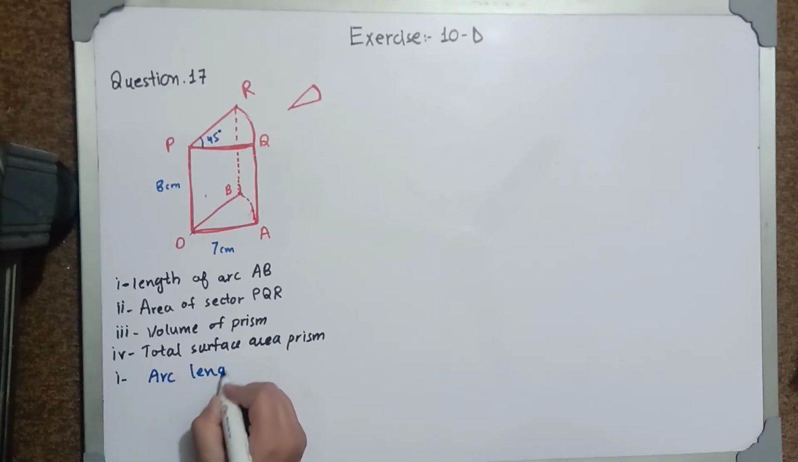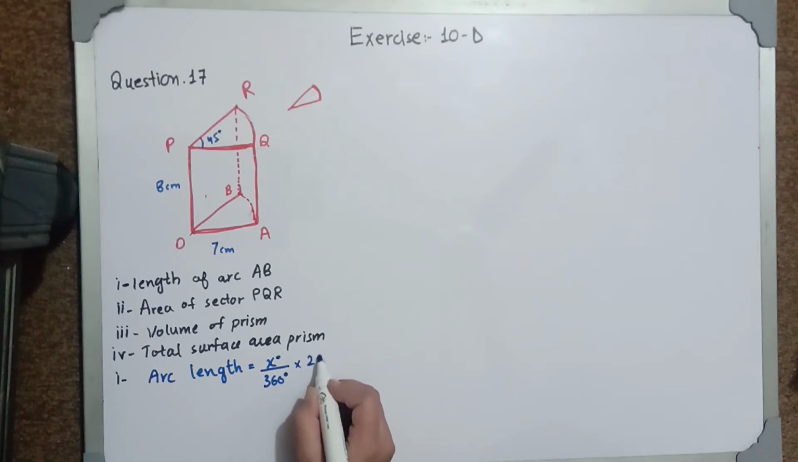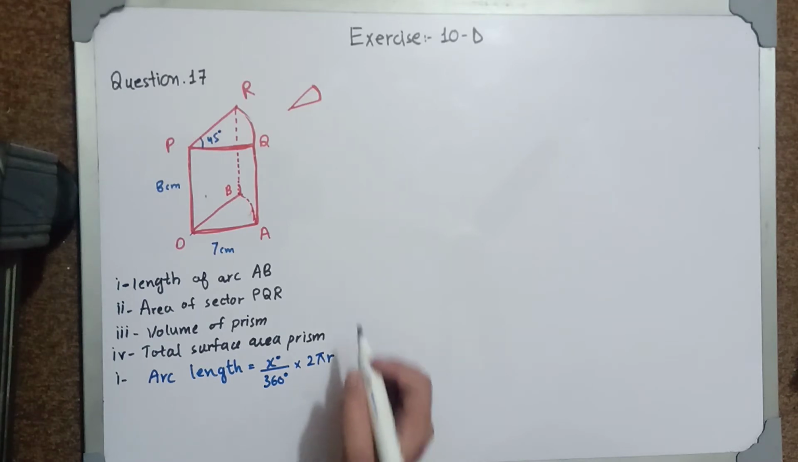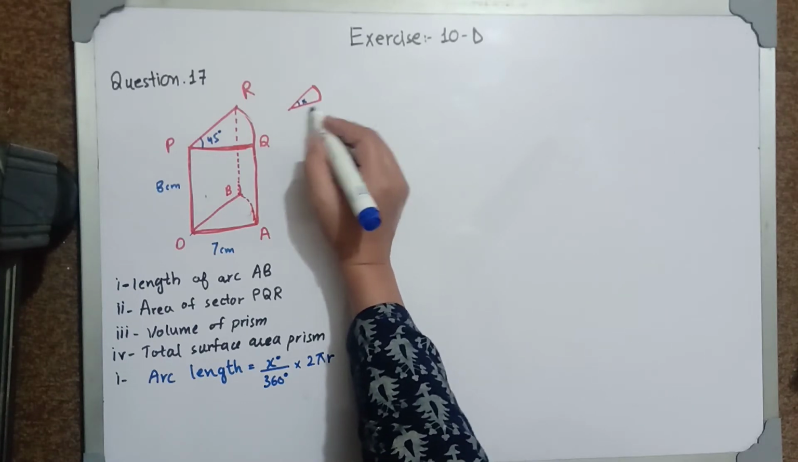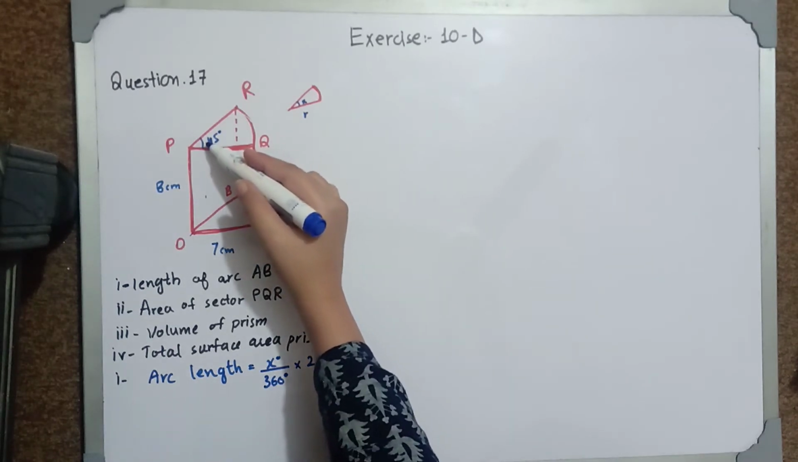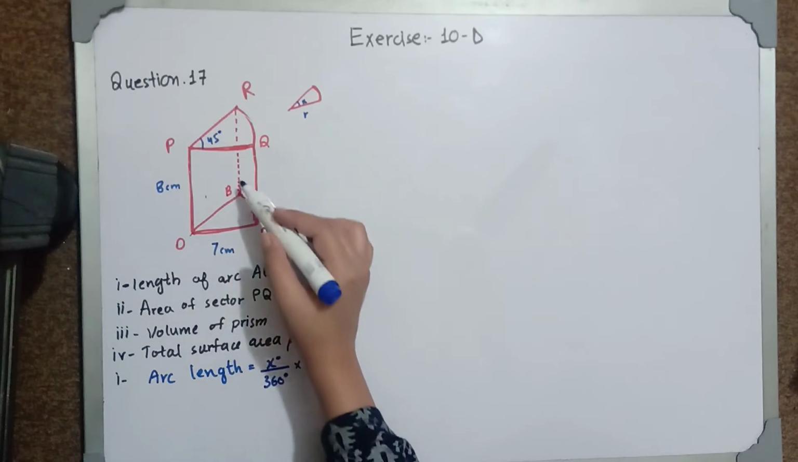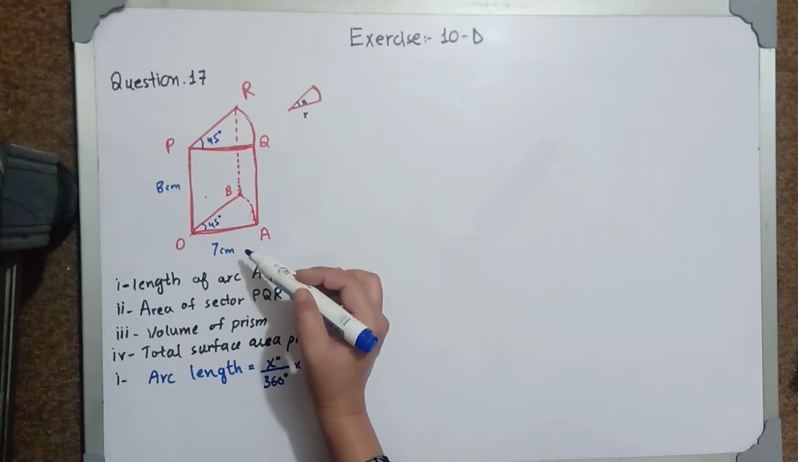Arc length in a sector is equals to x degree, which is the angle of the sector, over 360-degree into 2 pi r, where r denotes the radius of that sector, right? X is this angle here, right? And this length is r. So in this figure we can see that we know the value of theta, because both sectors are same, right? It means that this angle is also equals to 45-degree, right?